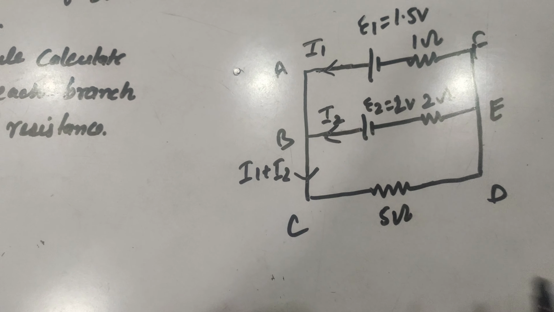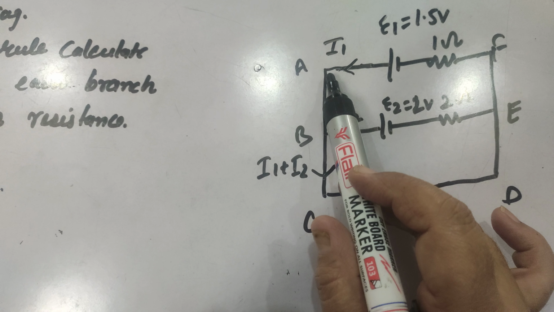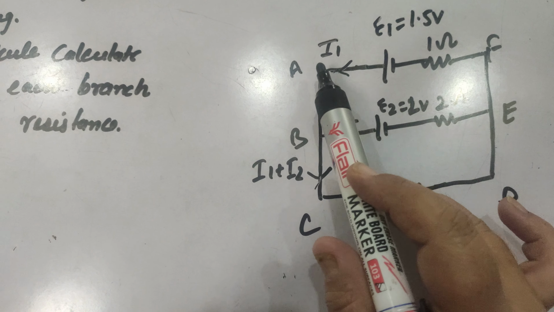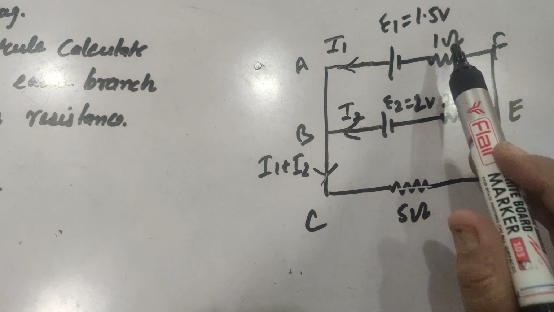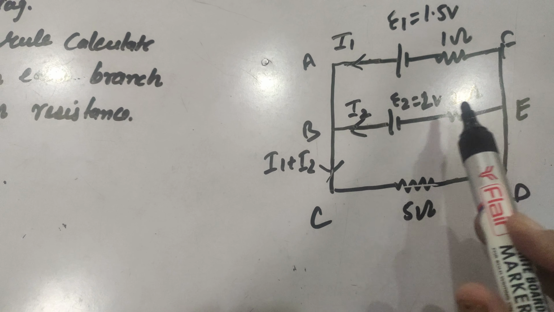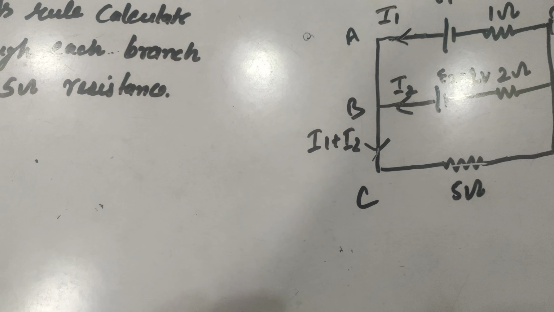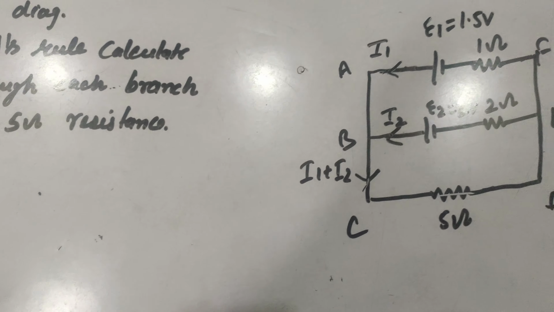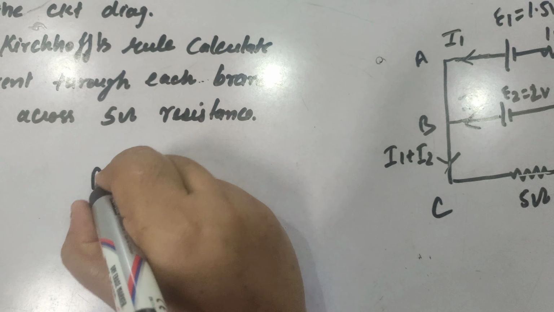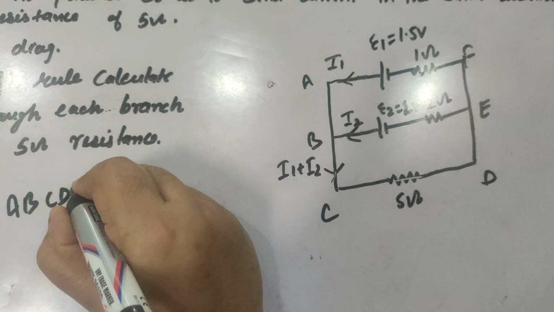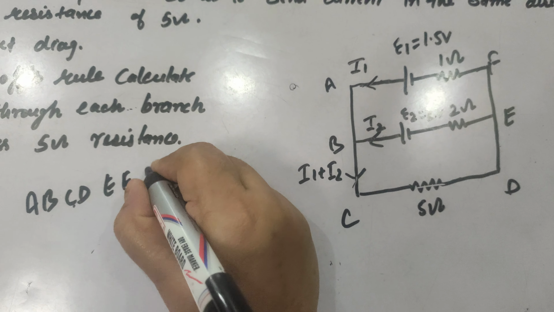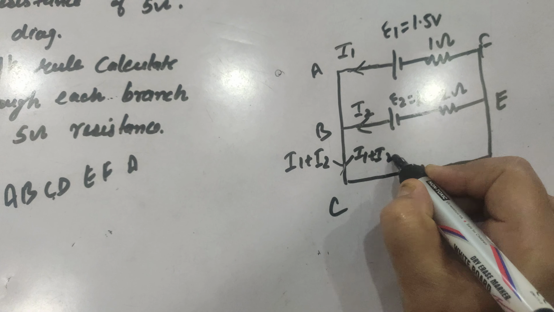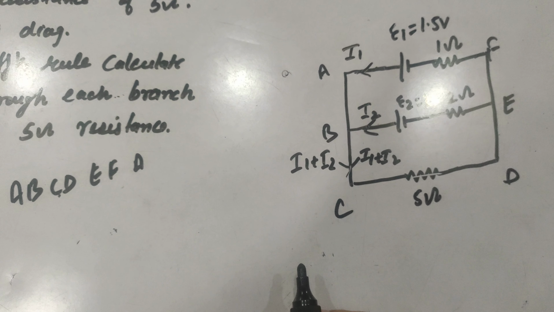Now we will traverse a loop like this, A, B, C, so that in the first equation the I1 current flows through it and in the second equation the I2 current flows through it and the second cell comes into existence. Or another method, which is the same method, so follow this. We will use A, B, C, D, E, F, A. Here the current is I1 plus I2 in this direction through the 5 ohm resistance.